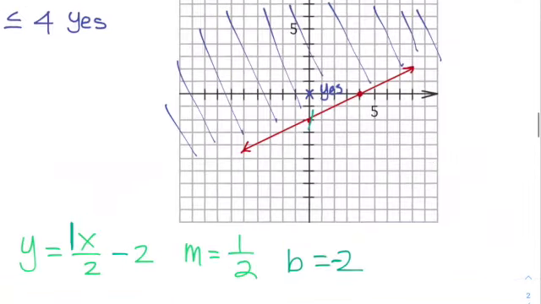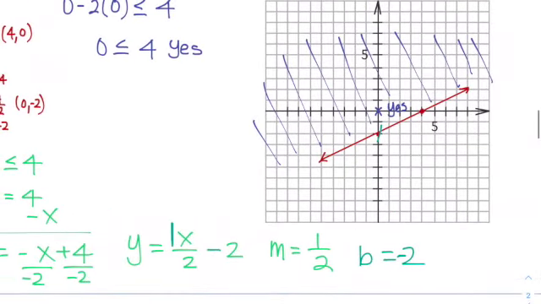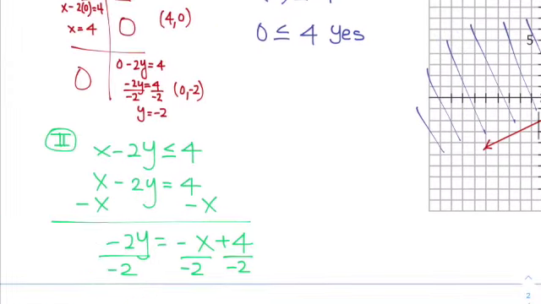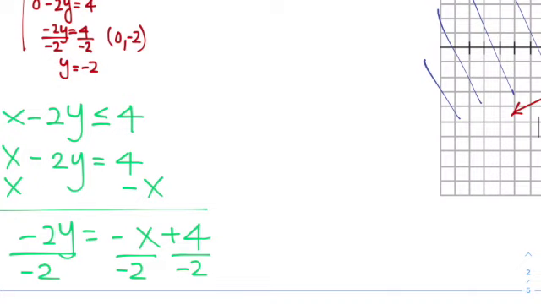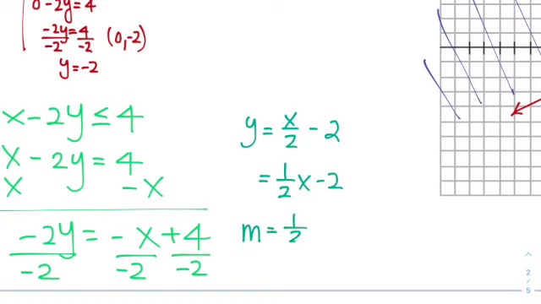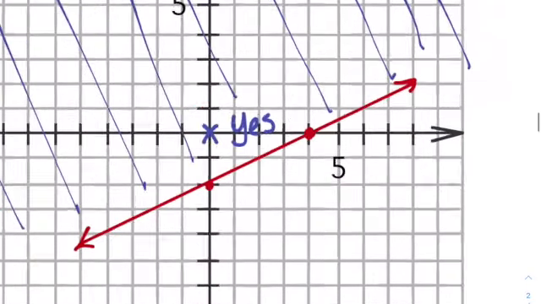Okay, so when you divide by negative 2 all the way across, your new equation is going to be y equals x over 2 minus 2. And x over 2 is really 1 over 2 x minus 2. So your m is going to be 1 over 2, and your b is going to be negative 2. So if you look at the problem, that's exactly what we have.